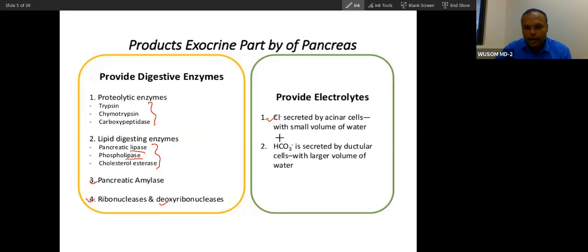And these are the products: chloride and bicarbonate are actually part of the pancreatic juice. The main part of pancreatic juice is bicarbonate and chloride, a very important part of it. Chloride is secreted by a different cell. I think you might know this from your histology class.